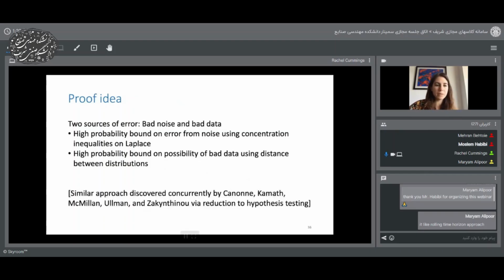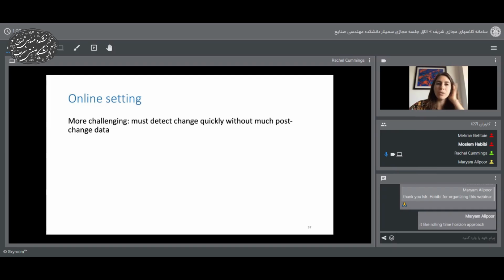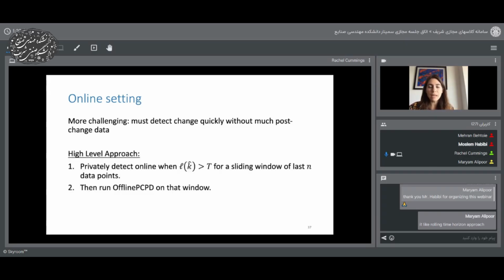For time, let me skip ahead and talk about how to do this in the online case. This is more challenging because you have to identify changes quickly without very much post-change data, because the whole point is you want to say, I found a change, I think it occurred yesterday. And that means you don't have very much post-change data if you do this identification quickly. So the high-level approach is we're going to privately detect online when the log likelihood is above a certain threshold on a sliding window of the last n points, and we're then going to run this offline algorithm on the identified window.